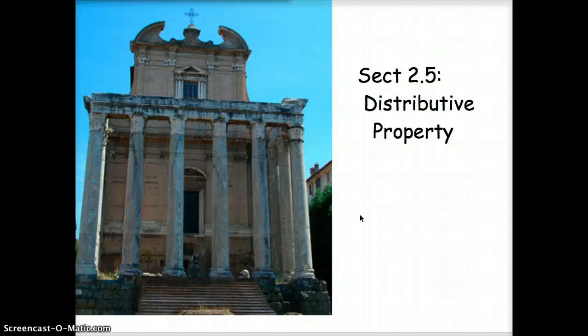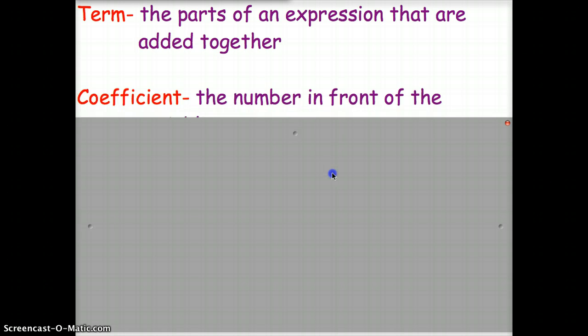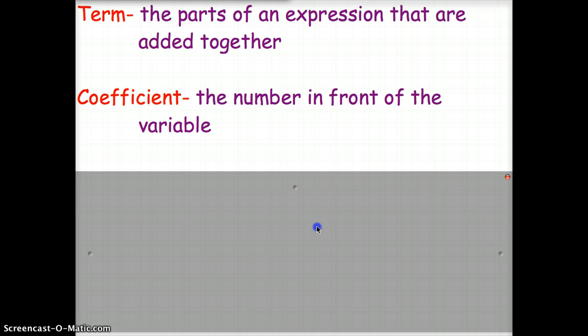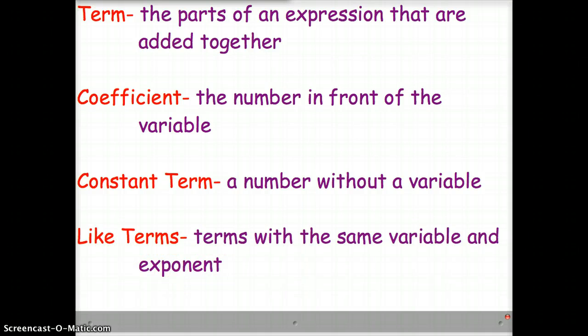So section 2.5, the distributive property. First, some vocabulary words. A term. Terms are parts of an expression that are added together. A coefficient, that's just a fancy name for the number in front of a variable. A constant term is a term that appears without a variable, or a number that appears without a variable. And lastly, like terms are terms with the same variable and the same exponent.